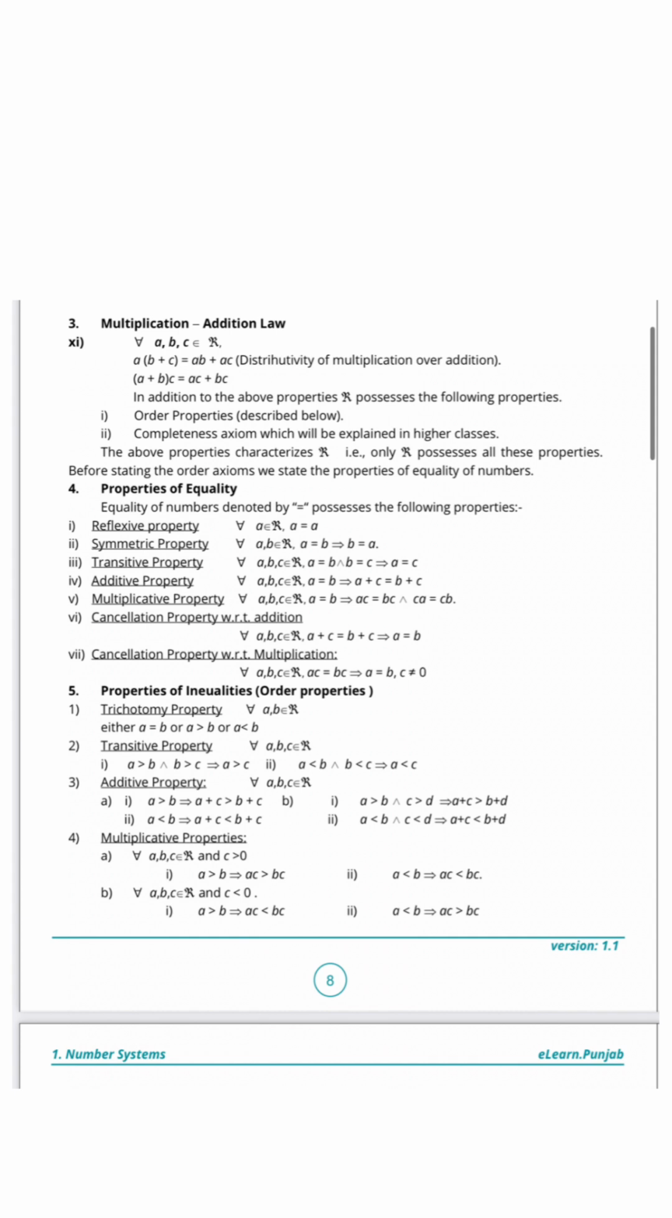For all a, b, c belonging to capital R, and a, b, c, d are all positive, meaning there are no negative numbers here. Then if a is greater than b and c is greater than d, it also implies that ac, whatever the answer is, is also greater than b·d. And if a is less than b and c is less than d, then it implies that ac is less than b·d.